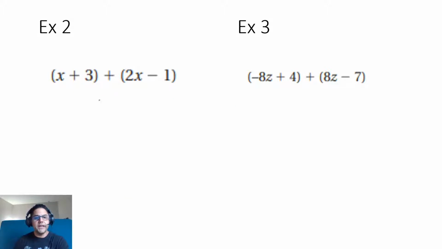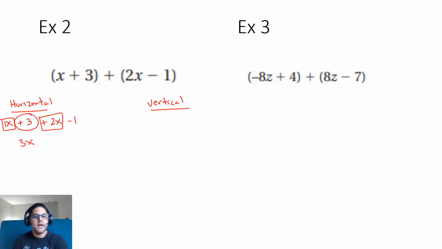So looking at this one here, again, I'm going to go ahead and write horizontal, and then over here, vertical. Again, horizontal just says x stays the same, positive 3 stays the same. It's a plus sign, so that is definitely beneficial. Positive 2x and -1, 1x. So I go ahead and combine my like terms. 1x plus 2x is 3x. Positive 3 subtract 1 is positive 2.